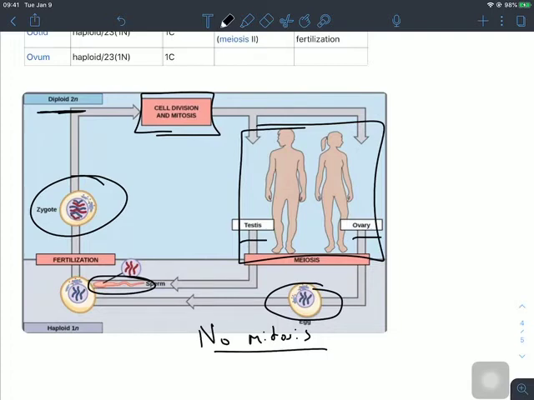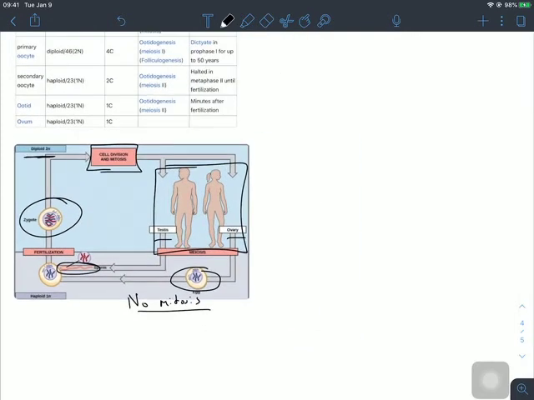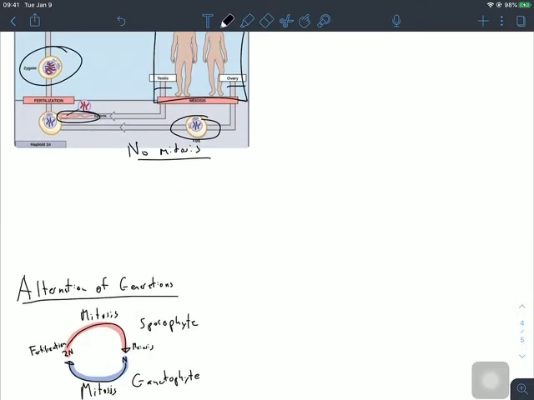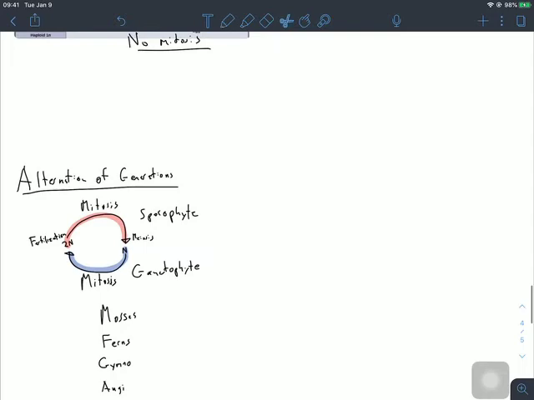And that's the animal way. So of course it's not the plant way. We'll end today's lecture by introducing a very confusing but very important process in plants called the alternation of generations.